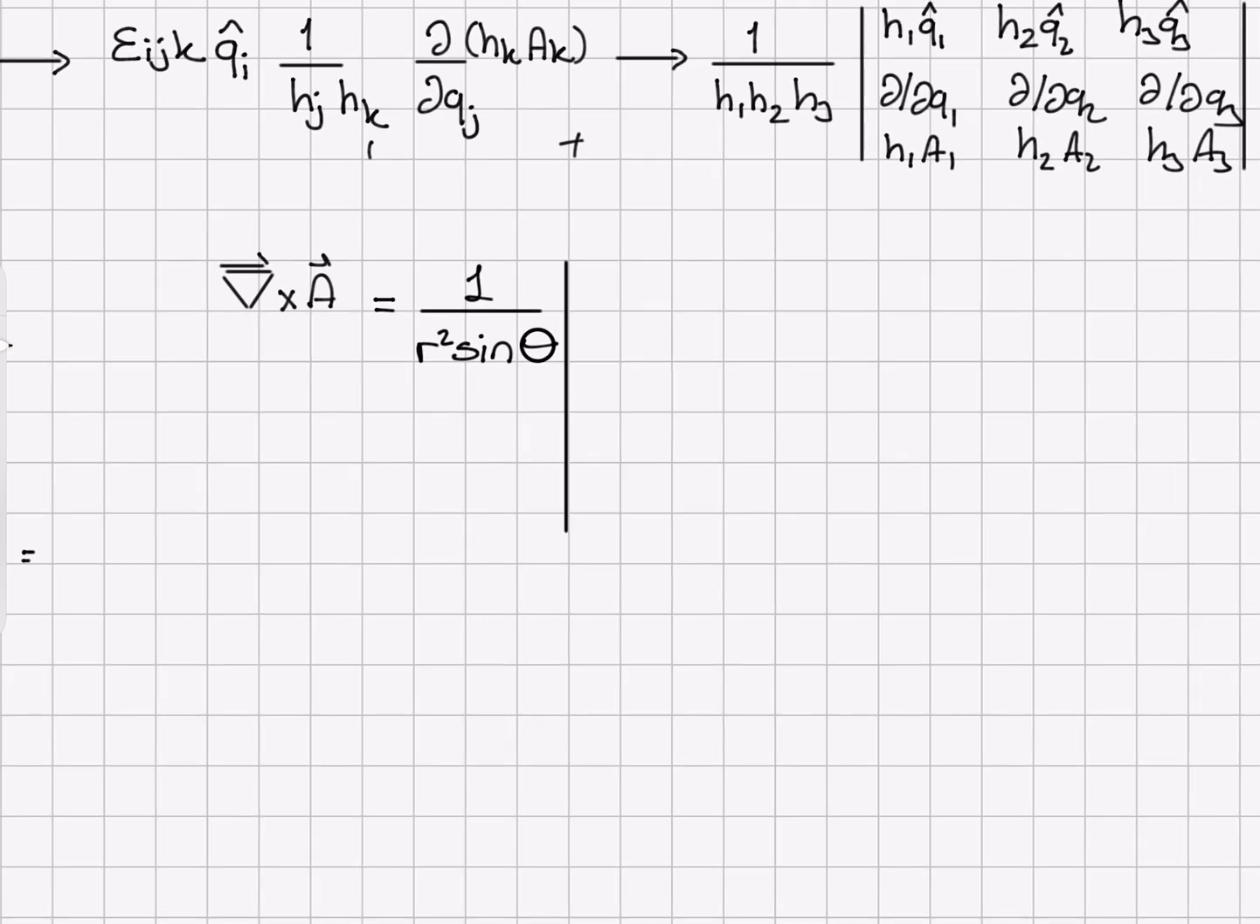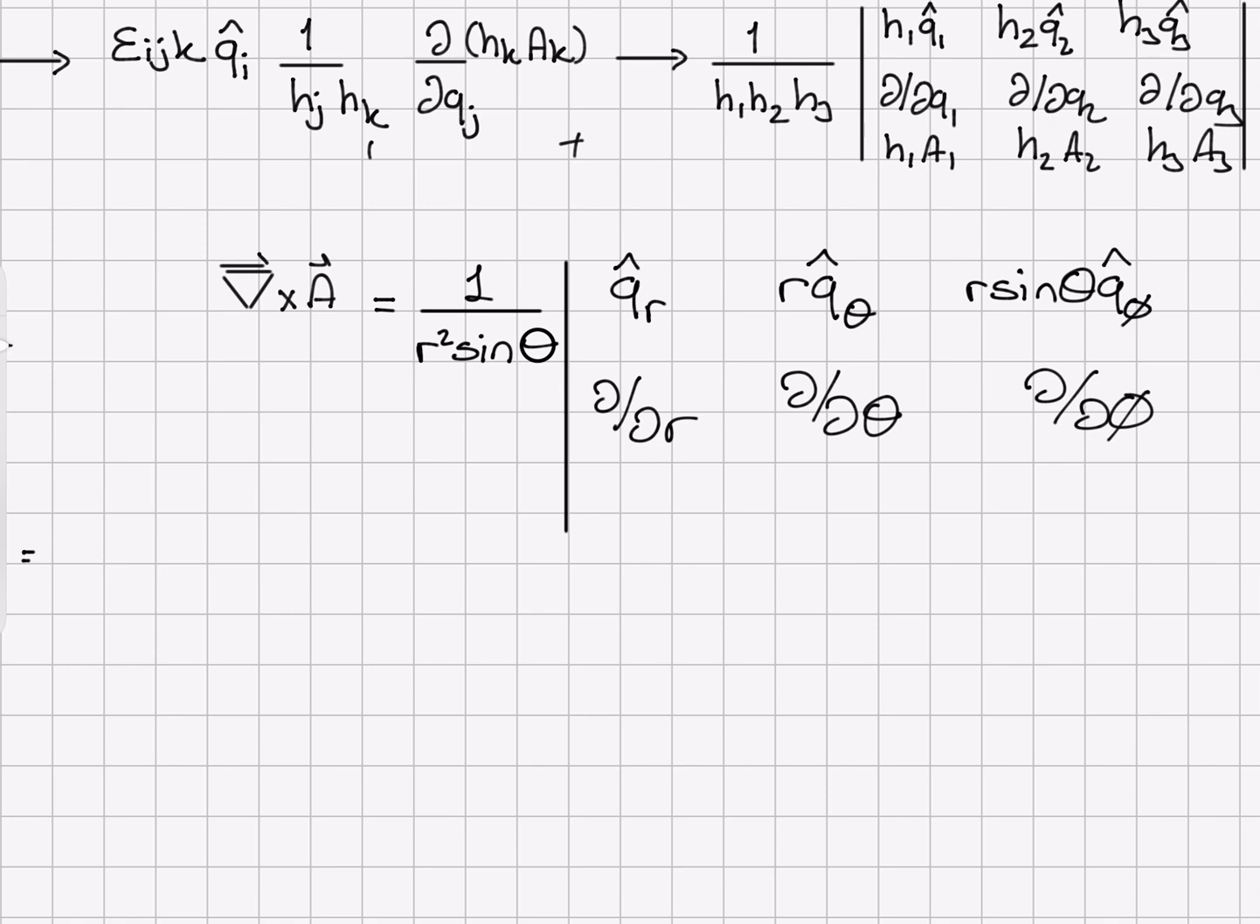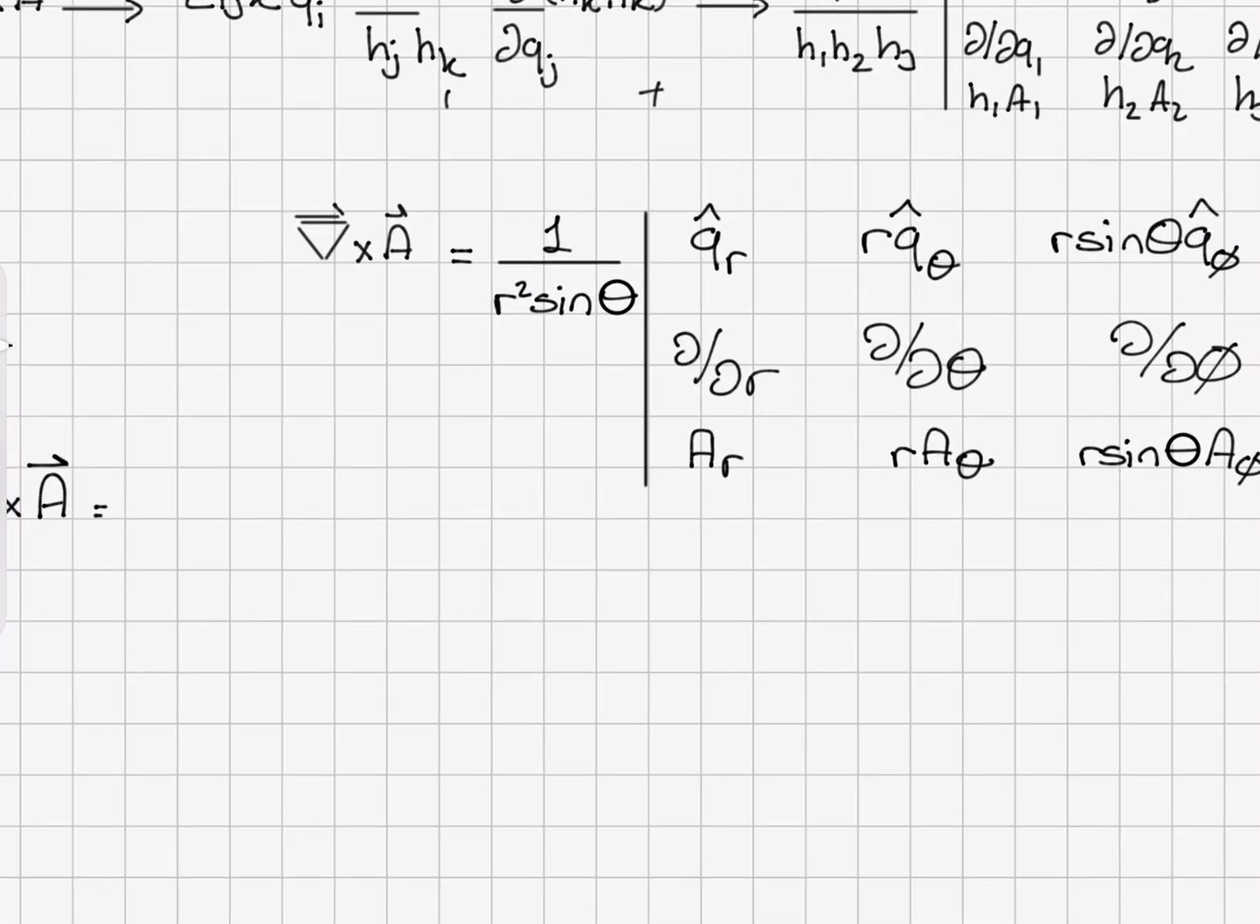The first row is q_r hat, h_r q_r hat, h_theta q_theta hat, and then h_phi q_phi hat. Then del_r, del_theta, del_phi. We have h_r A_r, h_theta A_theta, and h_phi A_phi. So this determinant is the answer to the curl written in spherical coordinates.